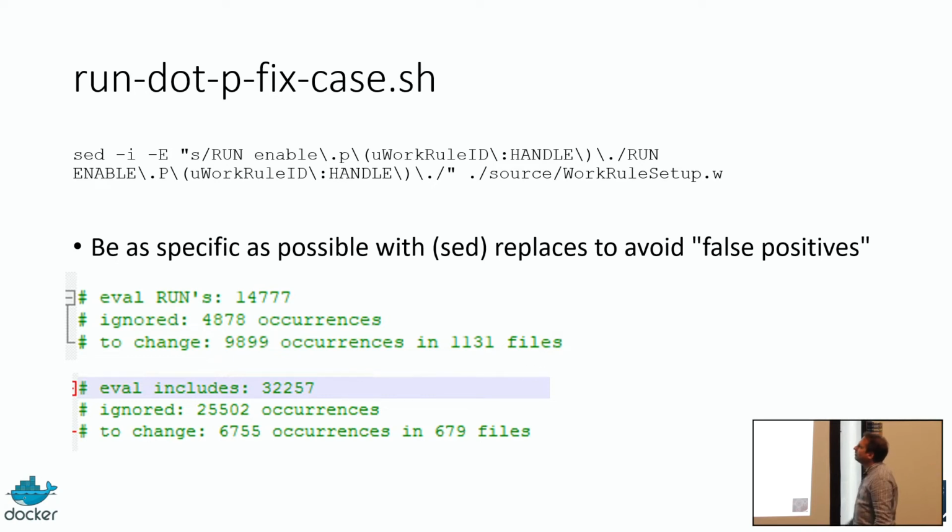The similar approach I took for these .i's, and down there are the numbers we were actually running. So for the run statements, we evaluated almost 15,000 run statements. We ignored 5,000, but we ended up with 10,000 changes in more than 1,000 files. Well, try to do that manually. Apart from the fact that manual labor is tedious, it's cumbersome, and it's error-prone. And when I rerun the script, I still have 50 cases left. So somehow there's an error in the script.